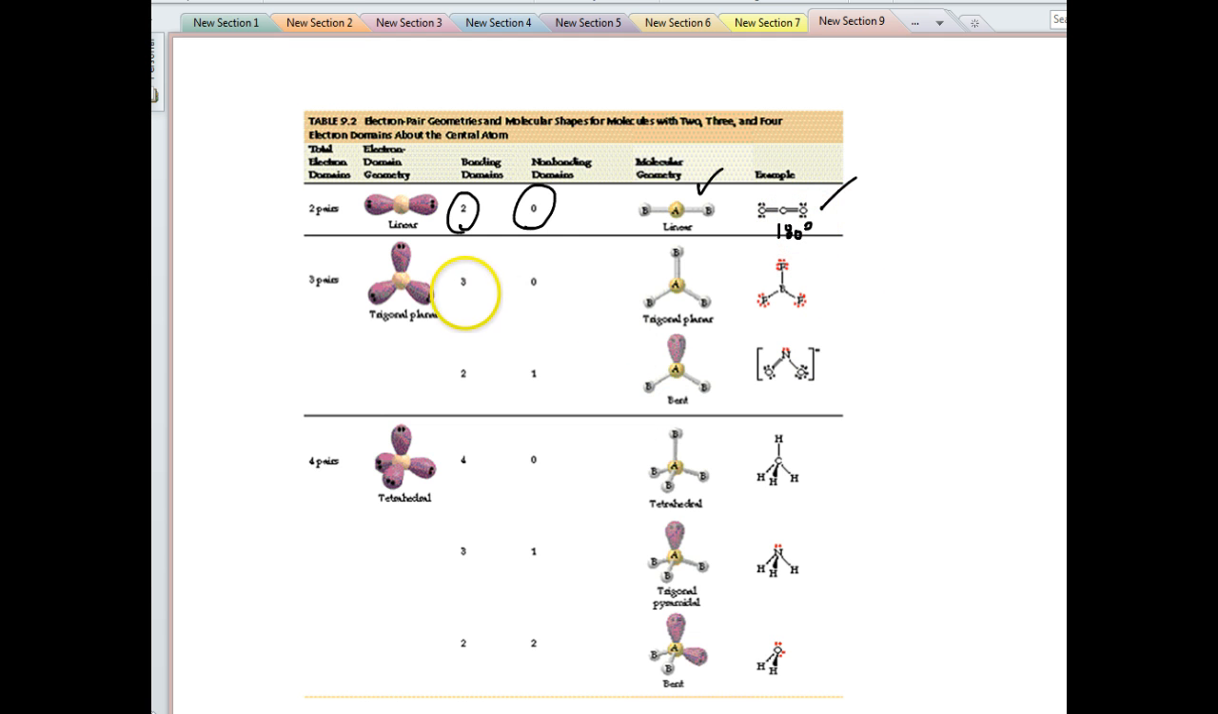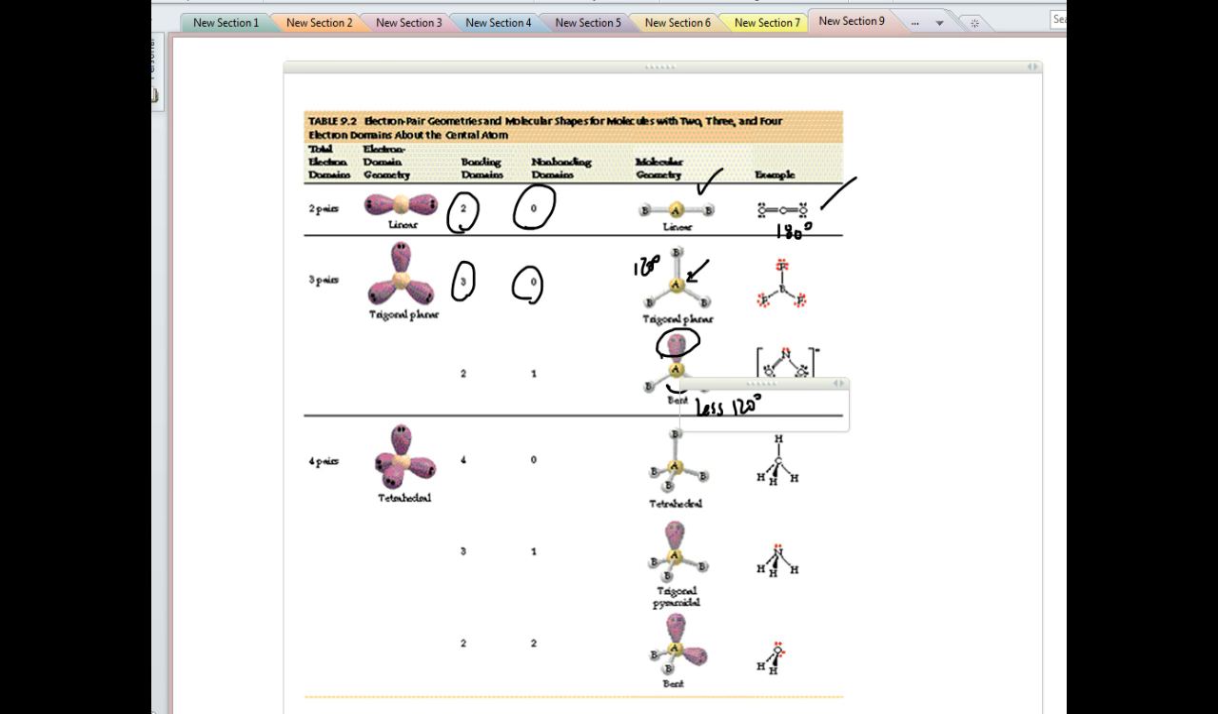We talked about in class if you were a 3 and a 0 around that central atom right there, if you had 3 bonding domains and no non-bonding domains, you would be called a trigonal planar, and you would have 120-degree bond angles. And then we started getting into some things that compress bond angles. If you have an unshared pair of electrons, which are shown here, it's going to compress this bond angle down to less than 120 degrees, and that's what's going on there.